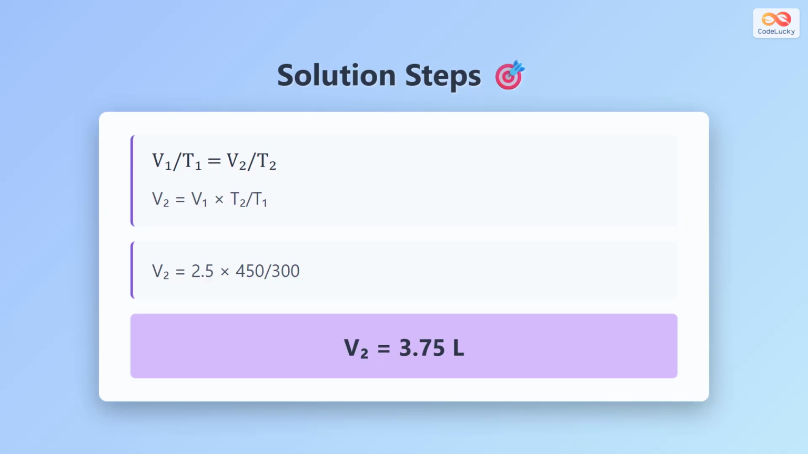Now let's solve the problem step by step. We start with the Charles's law equation. V1 divided by T1 equals V2 divided by T2. To find V2, we rearrange the equation by multiplying both sides by T2, giving us V2 equals V1 multiplied by T2 divided by T1. Now we substitute our known values. V2 equals 2.5 liters multiplied by 450 Kelvin divided by 300 Kelvin. Calculating this gives us V2 equals 3.75 liters.